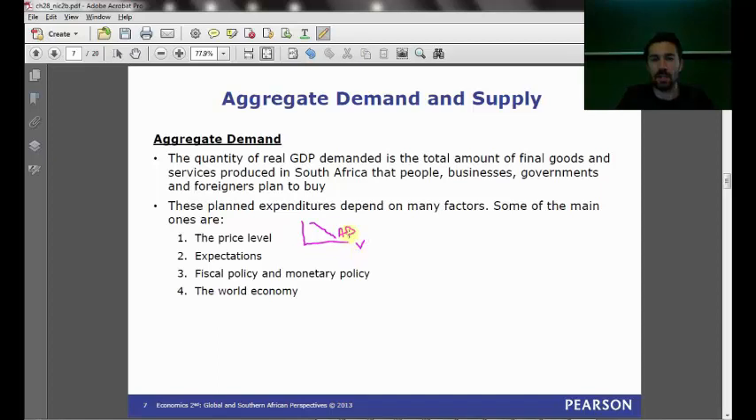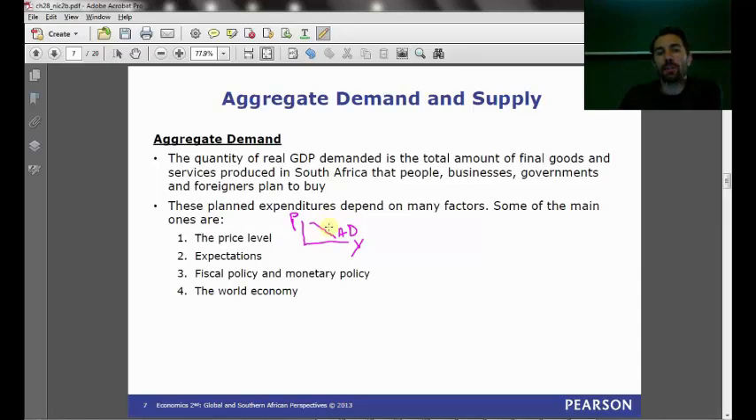I don't know why that D looks like a B, but there we go. Okay, price level. So the amount that we're going to spend depends on the price level. The higher the price level, the less real goods and services we want to buy. The lower the price level, the more real goods and services we want to buy. So the price level tells us about the inverse relationship.